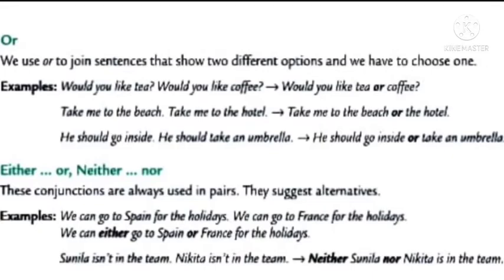Next one, neither nor. When we use neither nor, it means not this or that. Okay. Sunila isn't in the team. Nikita isn't in the team. So both of them are not in the team. When they both are not in the team, we can use the conjunctions neither nor. So when we say neither Sunila nor Nikita is in the team, it means they both are not in the team.